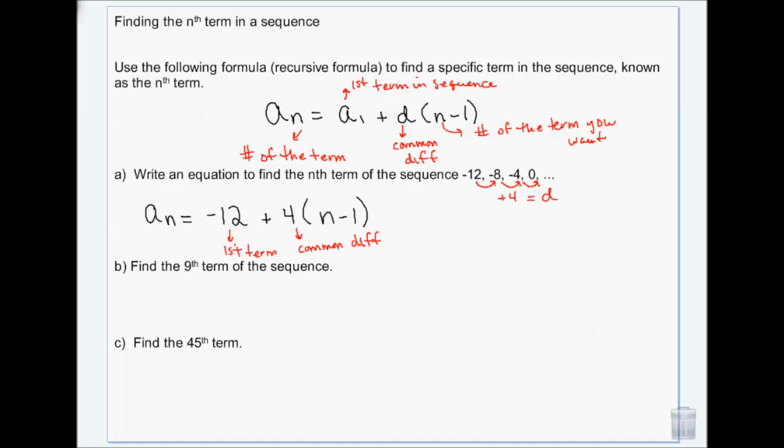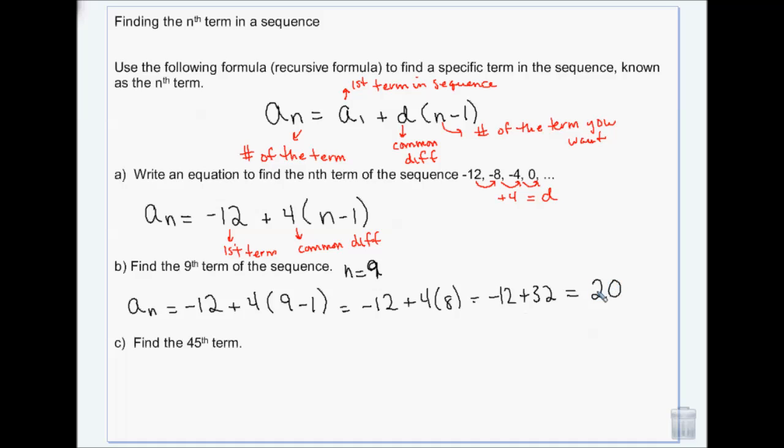Now to use that to find the 9th term, that means n is going to be 9 in this case. So the 9th term is going to be negative 12 plus 4 times 9 minus 1. So I take that n and replace it with a 9. So we get negative 12 plus 4 times 8. So it's negative 12 plus 32. So it's 20. So if we kept going and added 4, and we did that 5 more times to get to the 9th one in a row, it would be 20. That's the number we should have.